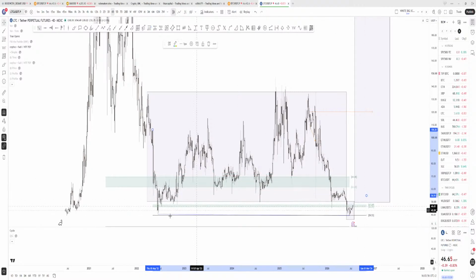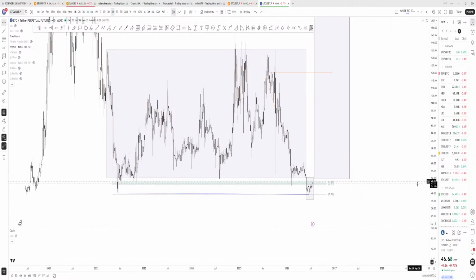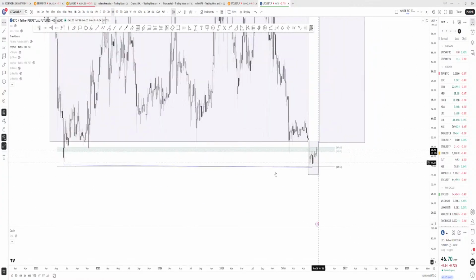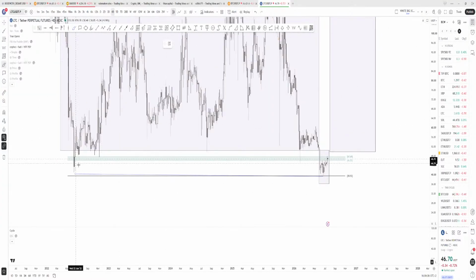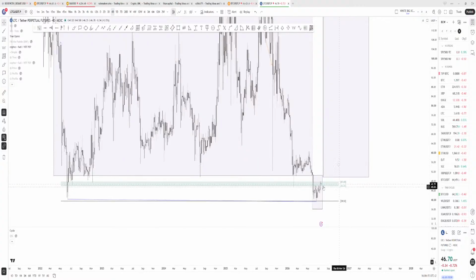Oh, okay. You see what I did here? That fib. Look what I did here. Held it, held it, held it, and perfectly tapped the bottom level and pumped. So if we flip this level and successfully test it, this is my confirmation for long.